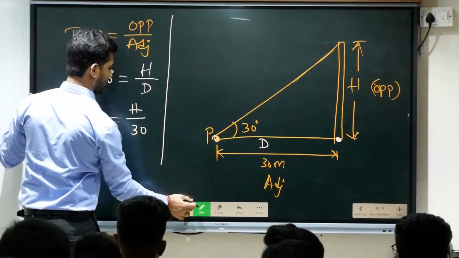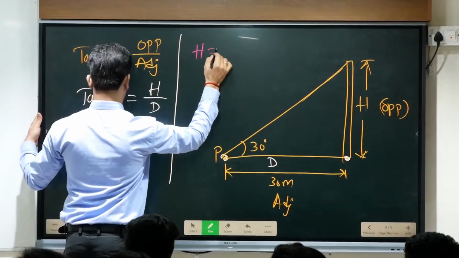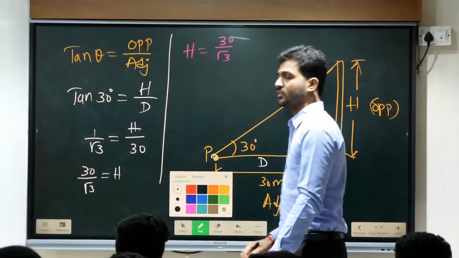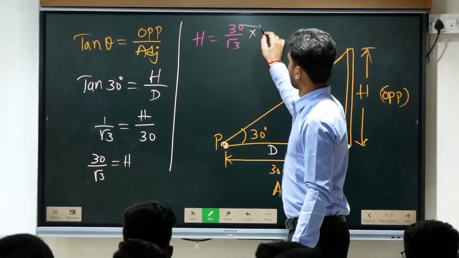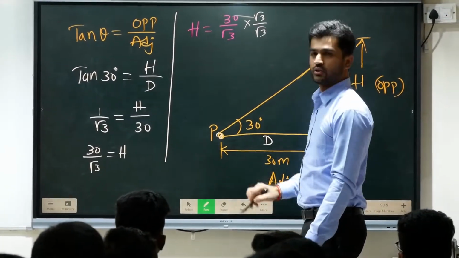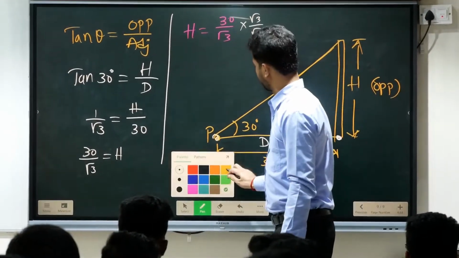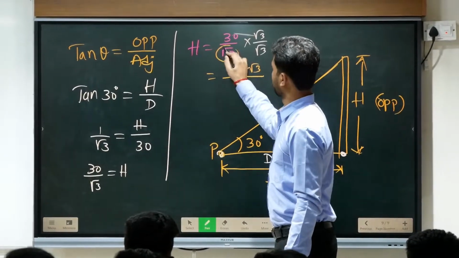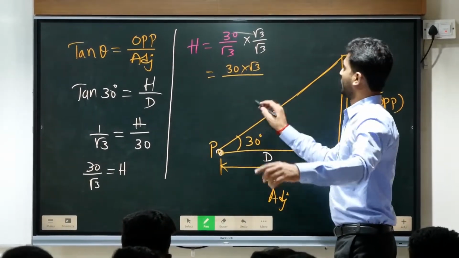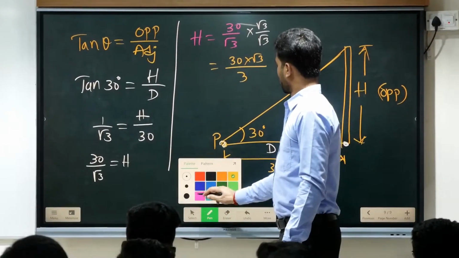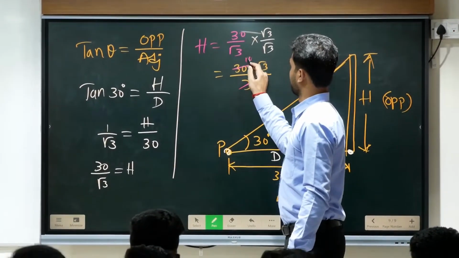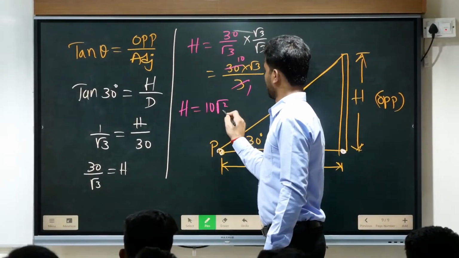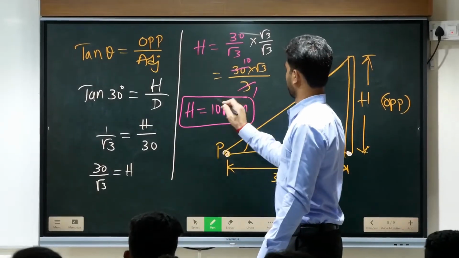Or else, I am going to write here h equals 30 by root 3. Now I am going to rationalize this. What is the rationalization? Multiply and divide by root 3, because we multiply and divide by the same quantity. 30 into root 3 divided by root 3 into root 3. What is root 3 into root 3? 3. Good. Now 3 ones are 3, 3 tens are 30. Therefore, the height of the tower is 10 root 3 meters. That's it. That's all.